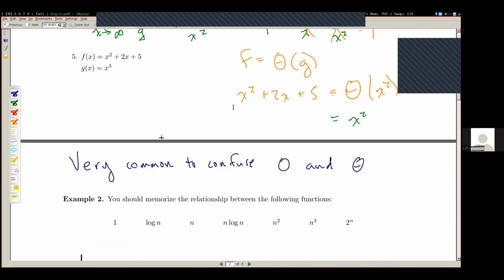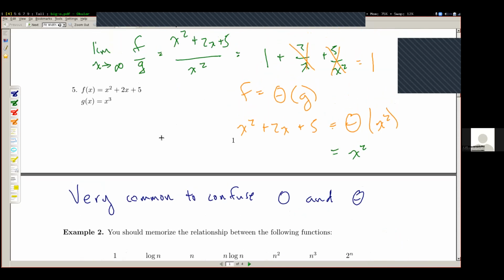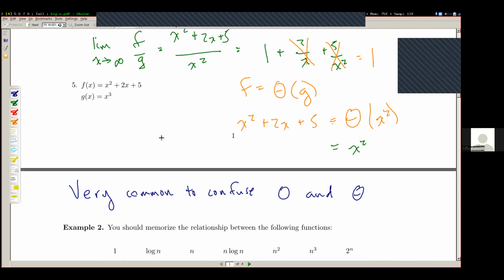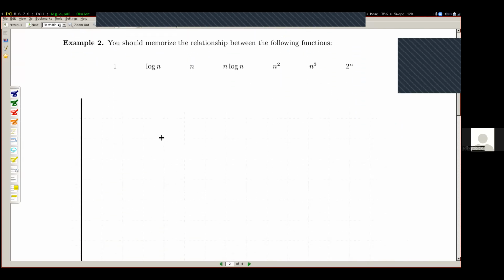Any questions at this point? Okay. We'll do this example 2 next, and then we'll head back over to the quiz problems.